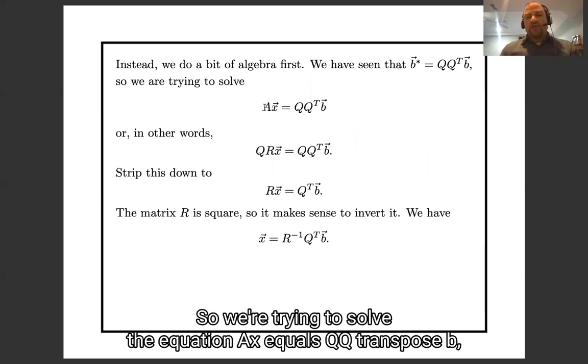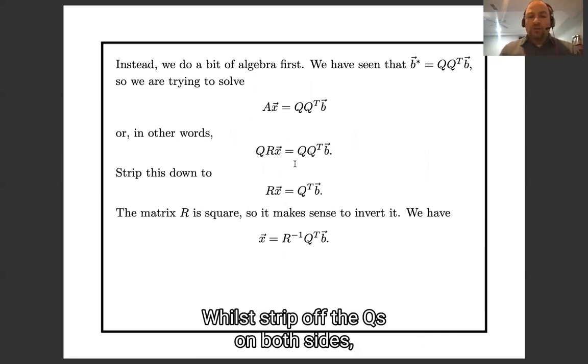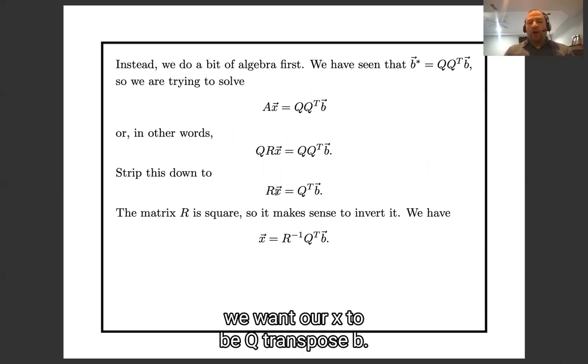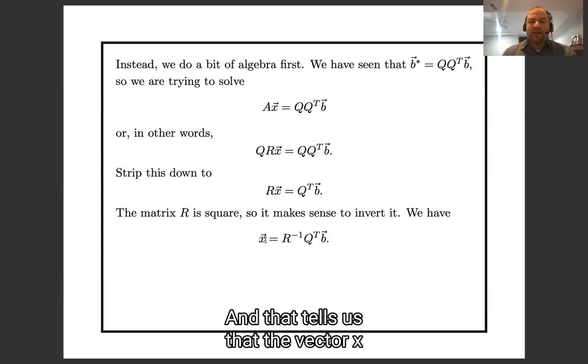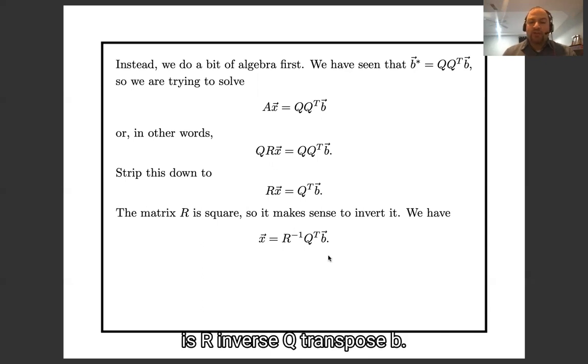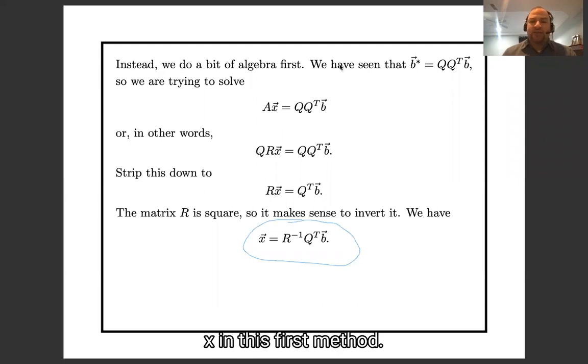So we are trying to solve the equation AX equals QQ transpose B. Or in other words, A is QR, so QRX equals QQ transpose B. Well, strip off the Q's from both sides. We want RX to be Q transpose B. And since the R matrix is square, it makes sense to invert it. And that tells us that the vector X is R inverse Q transpose B. And so this is the formula that we would use to find X in this first method.